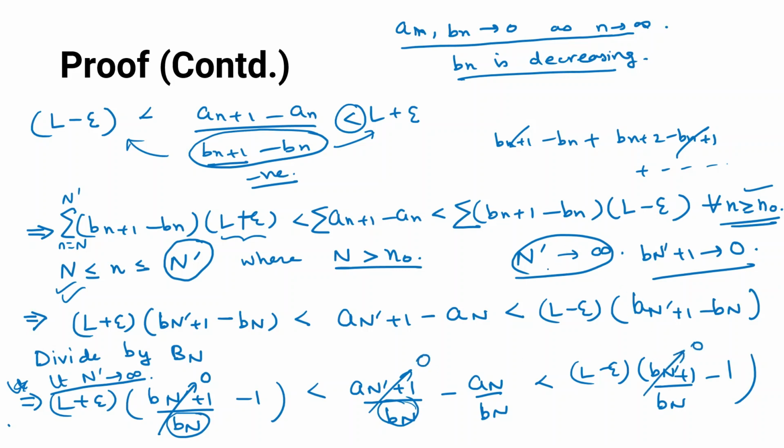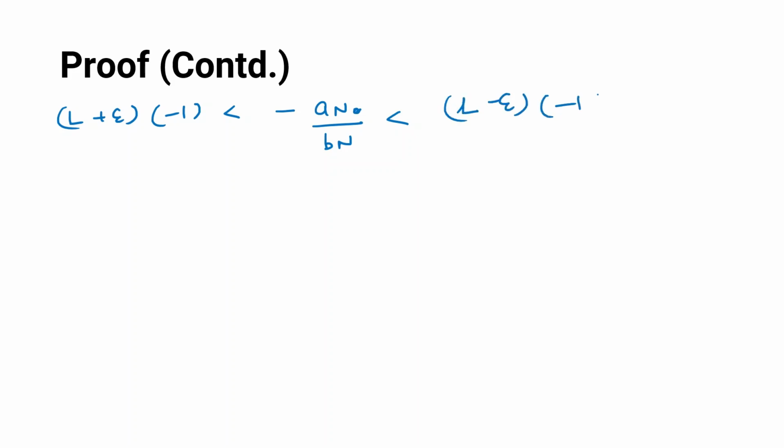So what we're going to be left with is L plus epsilon into minus 1 is less than minus an by bn is less than L minus epsilon into again minus 1. Alright, and this again, let's not forget, holds for all of these. This n is just some number which is greater than n naught. Let's not forget that. So again now we are going to cancel out this minus sign, but that's going to reverse the inequality. So I hope you're okay with that.